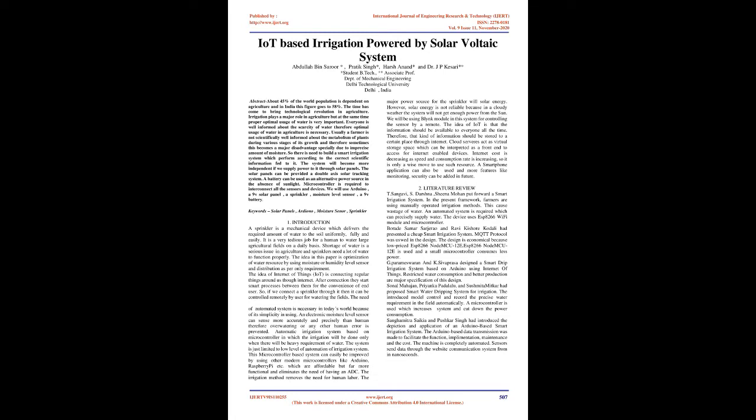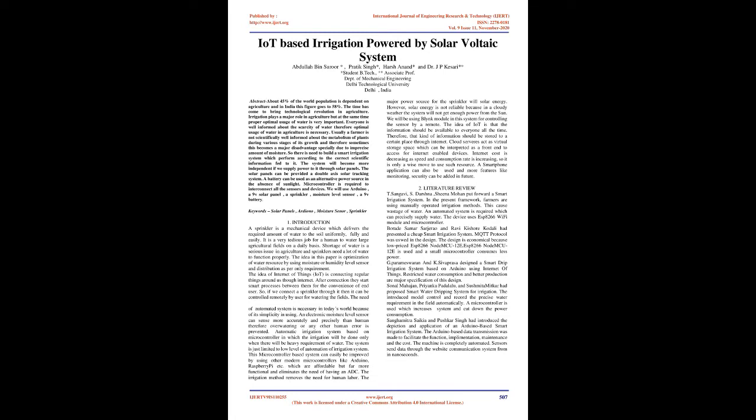Irrigation plays a major role in agriculture, but at the same time proper optimal usage of water is very important. Everyone is well informed about the scarcity of water, therefore optimal usage of water in agriculture is necessary. Usually a farmer is not scientifically well informed about the metabolism of plants during various stages of its growth, and therefore sometimes this becomes a major disadvantage, especially due to imprecise amount of moisture.